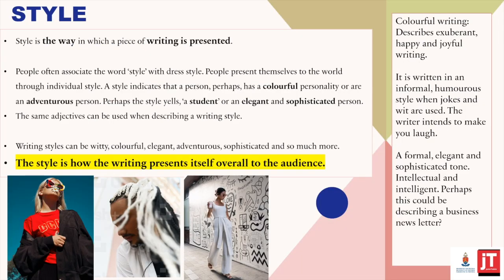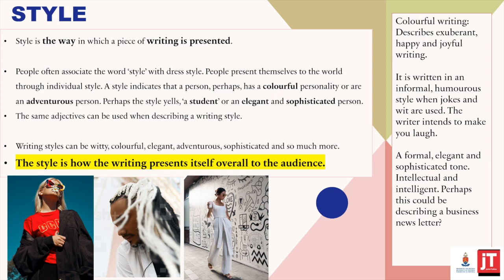So now we know what tone is, it's time to explore what style is. Style is the way in which a piece of writing is presented. People often associate the word style with dress style. So, I like your style. If someone says that to you, they probably mean that they enjoy the way you've put your shoes and your dress or your pants and your shirt and your hair and your sunglasses and your accessories. All of those little pieces are put together to create a specific style.